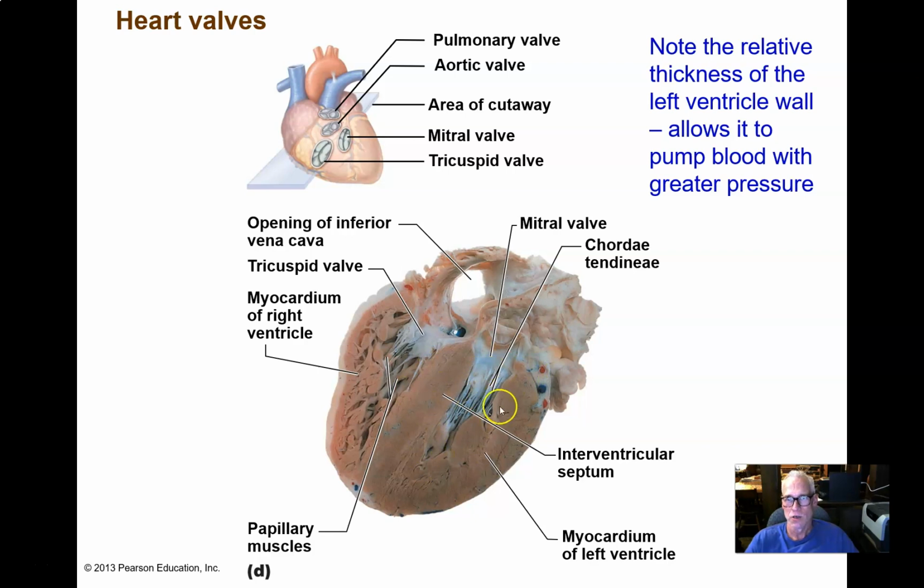This dissection just shows very vividly the thickness of the muscle of the left ventricle wall. It has to pump blood under such high pressure to send out to the systemic circulation. Here we see the right ventricular wall is much more lightweight, so it doesn't need to pump blood with such high pressure through so much resistance.